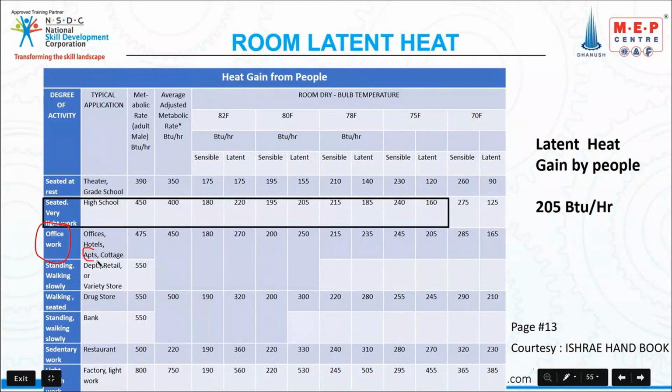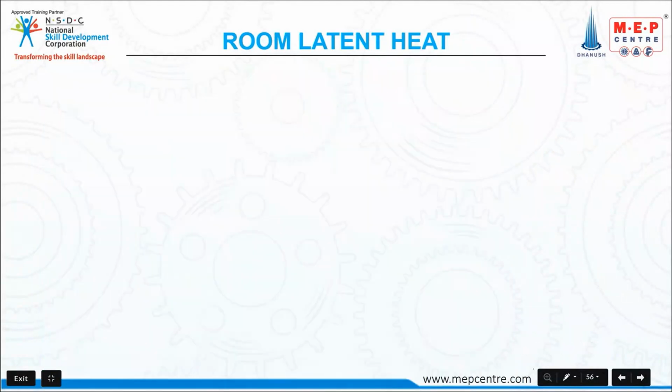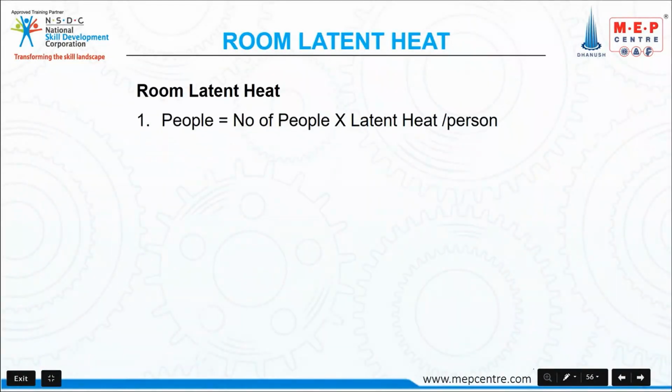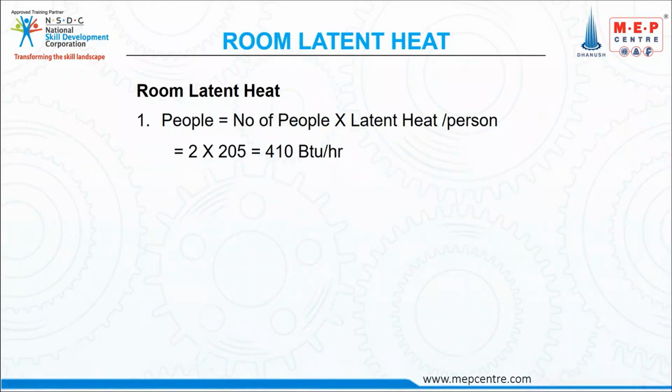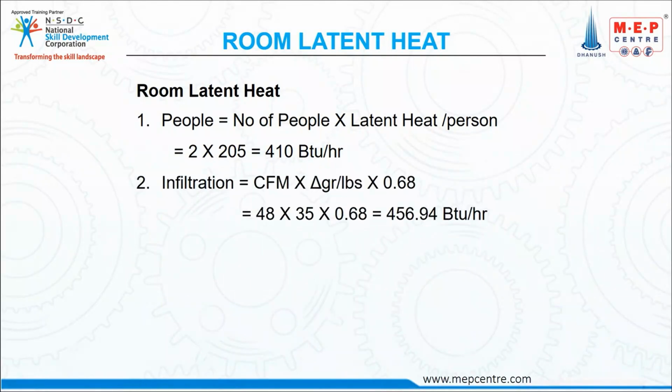So we are taking office work as our application. In this apartment, the room dry bulb temperature is 75 Fahrenheit. As it is 75 Fahrenheit, we are taking the latent heat, which is 205 BTU per hour. So next, room latent heat, people: number of people into latent heat gain per person, which is 2 into 205, 410 BTU per hour. Next, infiltration: CFM into delta grains per pound.